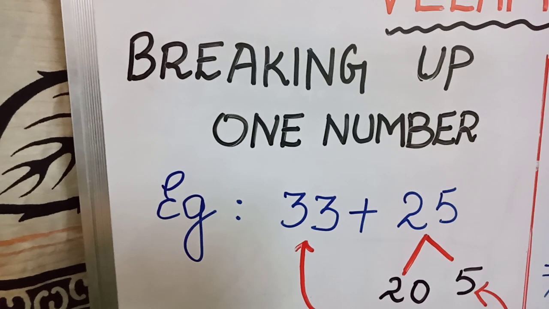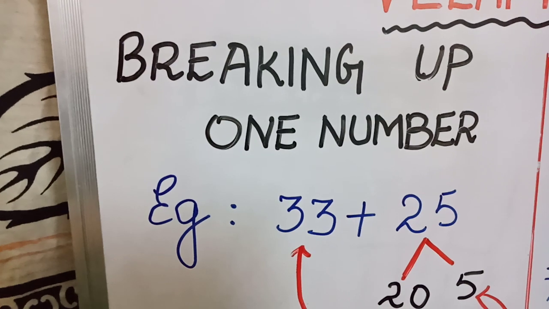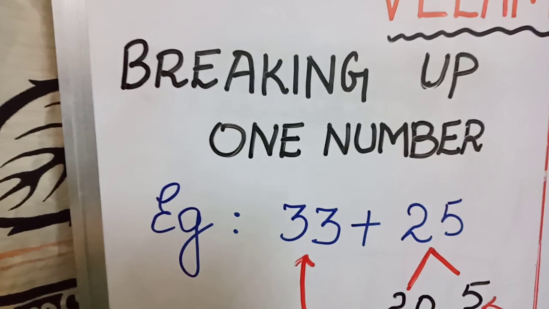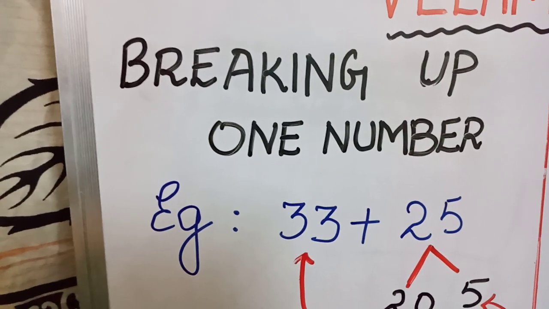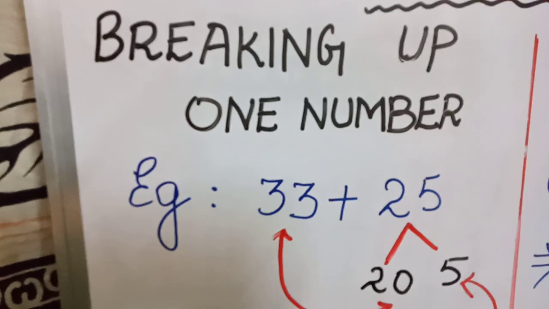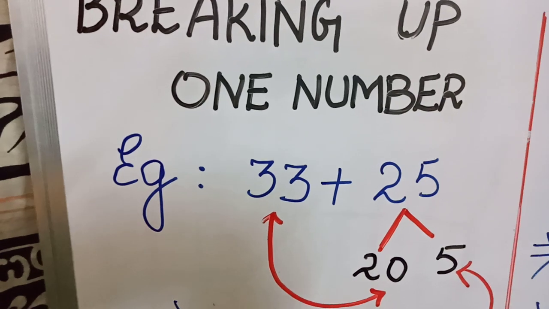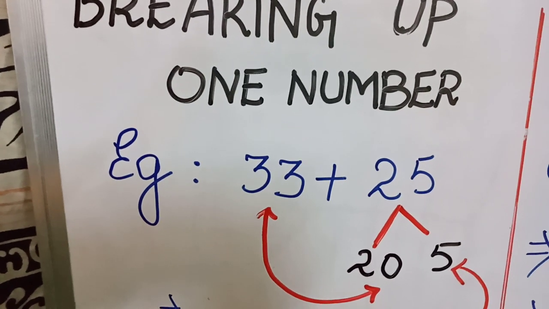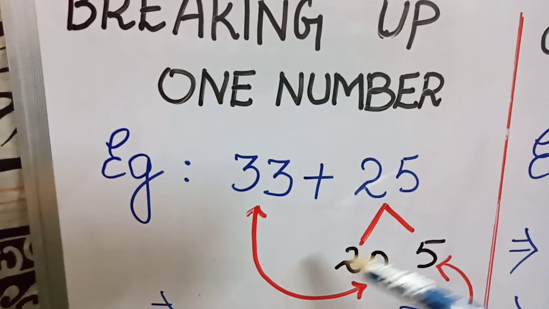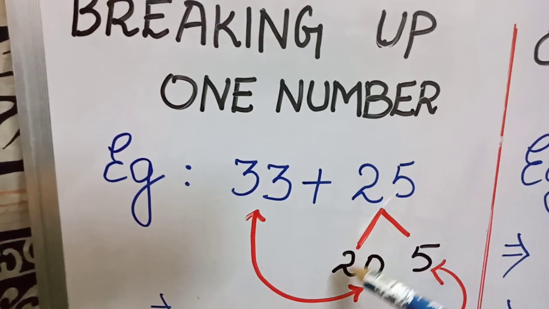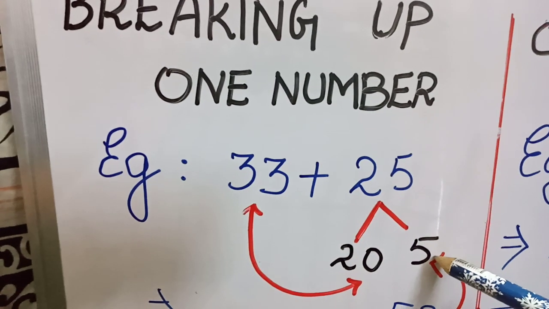Strategy 1. Breaking up only one number. Example, here we are going to add 33 with 25. As the strategy says, we are going to break up only one number. The second number has been split up into 20 and 5. 25 has been split up into 20 and 5.